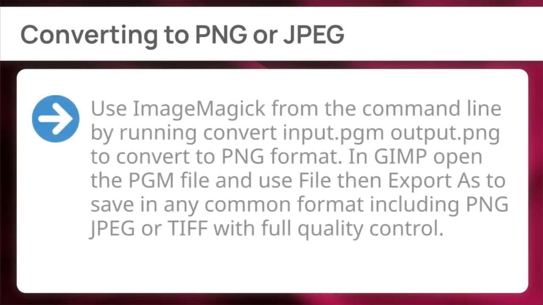Next, converting to PNG or JPEG. Use ImageMagick from the command line by running convert input.pgm output.png to convert to PNG format. In GIMP, open the PGM file and use File, then Export As, to save in any common format, including PNG, JPEG, or TIFF with full quality control.